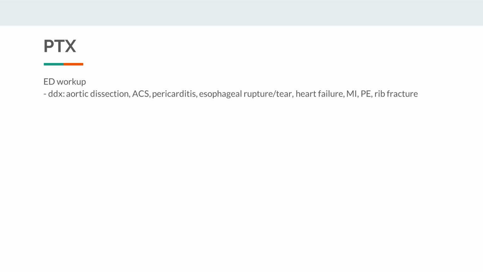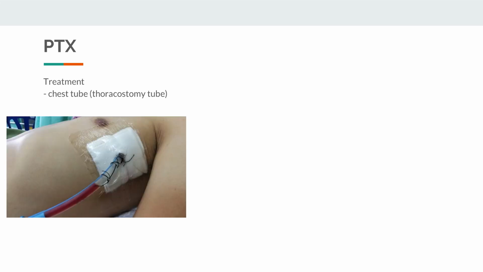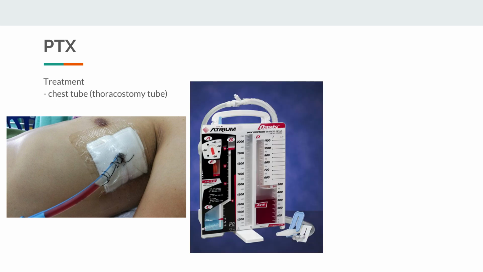So now that we know how to look for a pneumothorax, let's talk about how we can treat them. We throw in what's called a chest tube or a thoracostomy tube. The tube gets hooked up to a water seal, which uses water as a one-way valve so that air or fluid that was removed from the pleural cavity won't go back in.